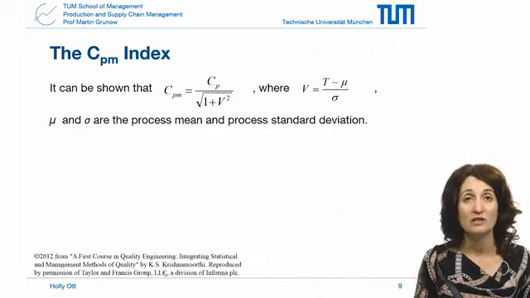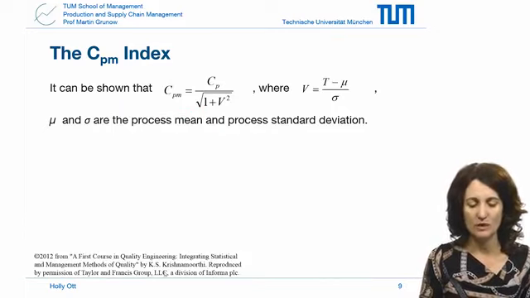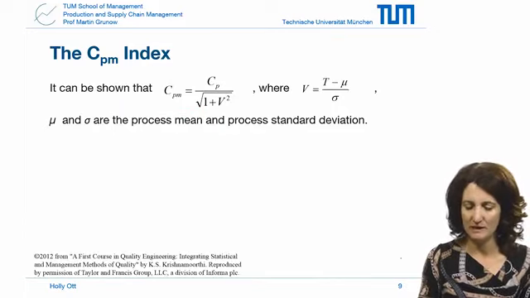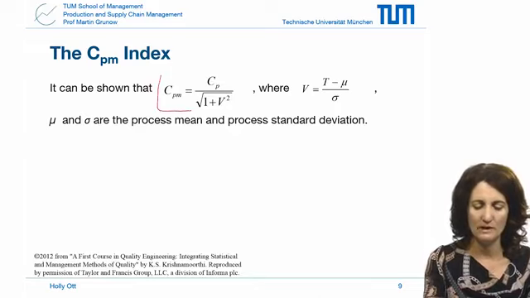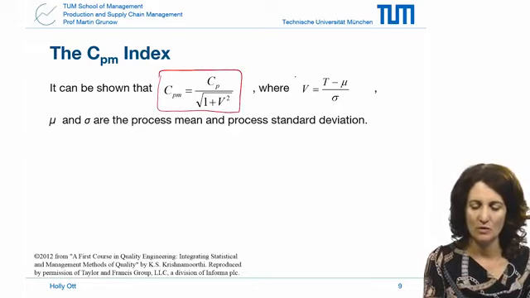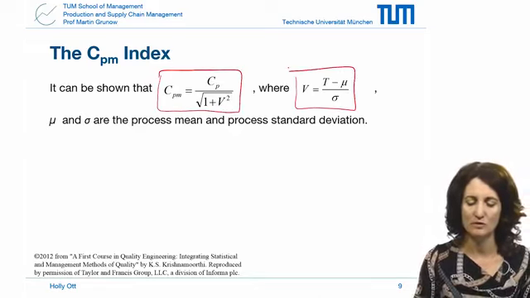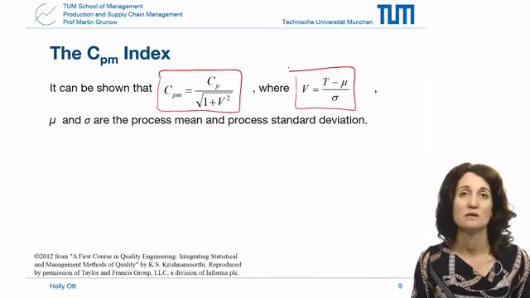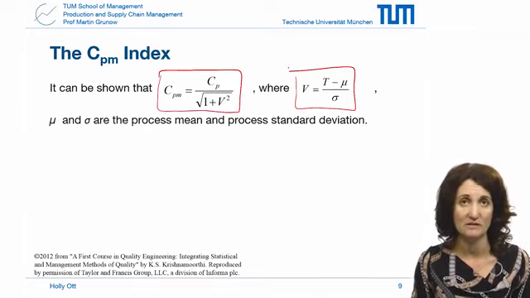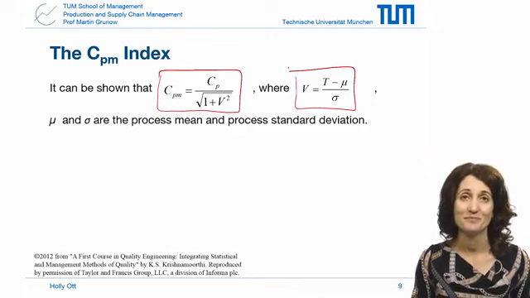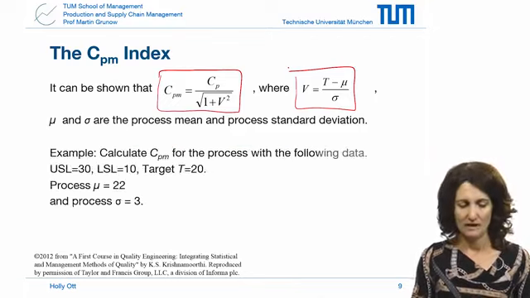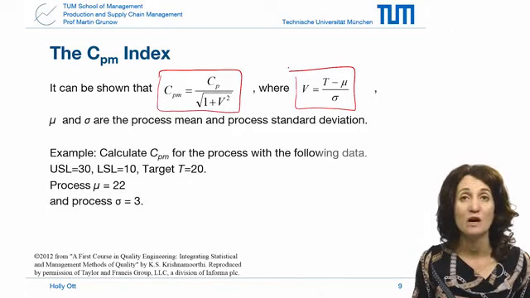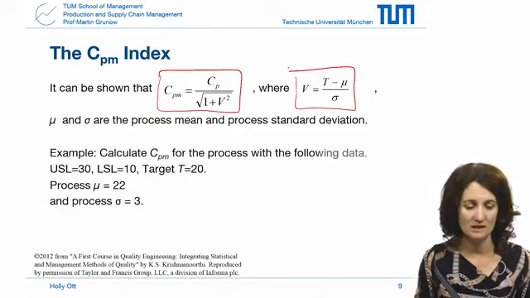If we rearrange our equations, we can write CPM as CP over the square root of 1 plus V squared, where V is equal to T minus mu over sigma. And again, mu and sigma are back to the process mean and standard deviation that we've used before. And now it's just a matter of using our new equations to calculate CPM. So let's do an example. Let's calculate the CPM for the process with the following data.